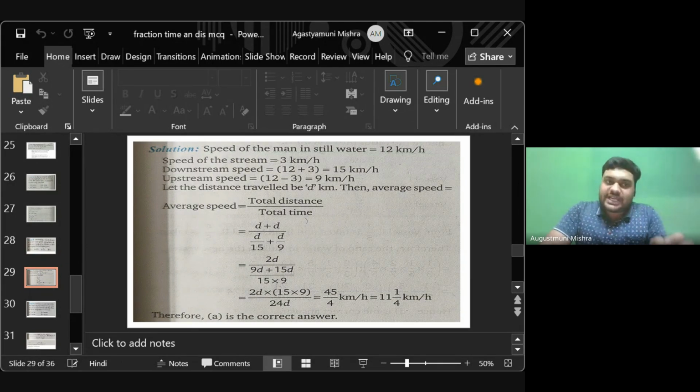So for that situation, if you put it in that particular formula, maybe you can face some issues because the situation is different, ma'am. But in this situation, with total distance upon time, you just have to add the total distance. So they took d plus d upon total time, which is d by 15 plus d by 9, which we received from 15 and 9. Then you just solve that question. So you will get the answer.